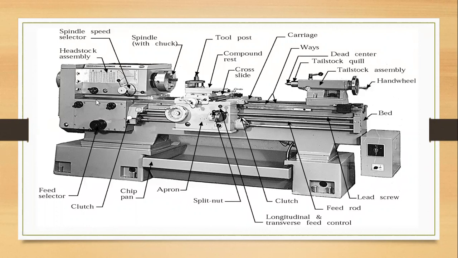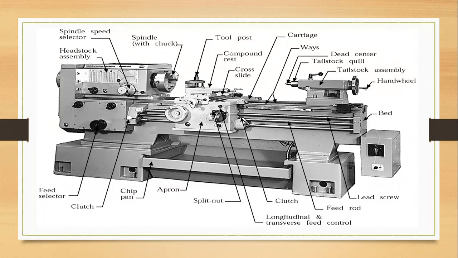This is called the live center. Live center means it is a rotating part. That's why we have to control the speed, and for that we use the spindle speed selector. It is a control element. We use a speed selector to control the movement of the rotating chuck. This is a power drive.